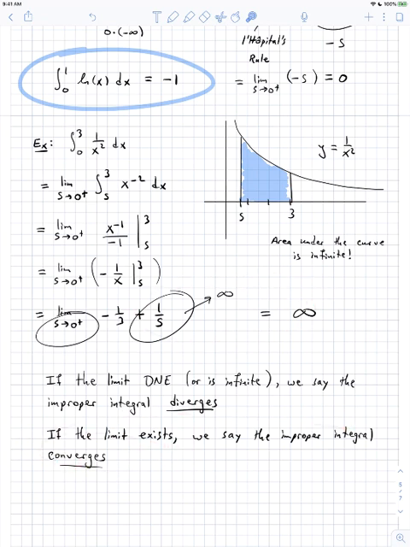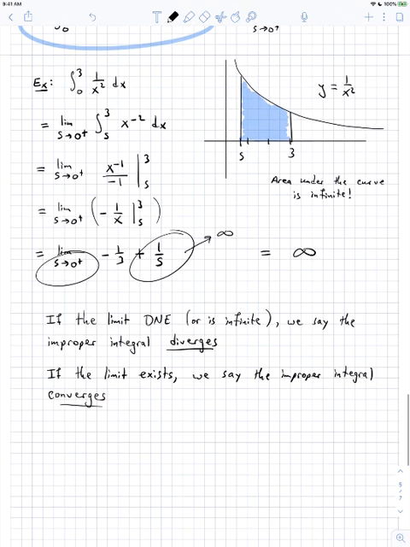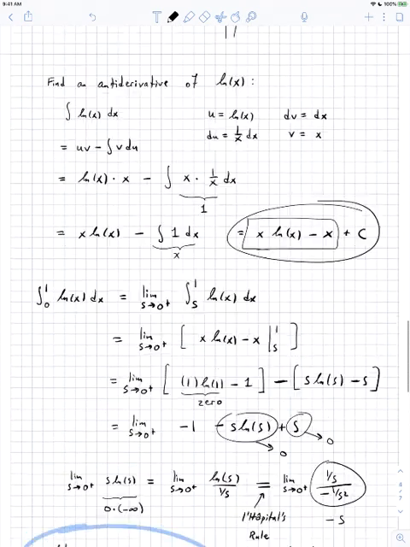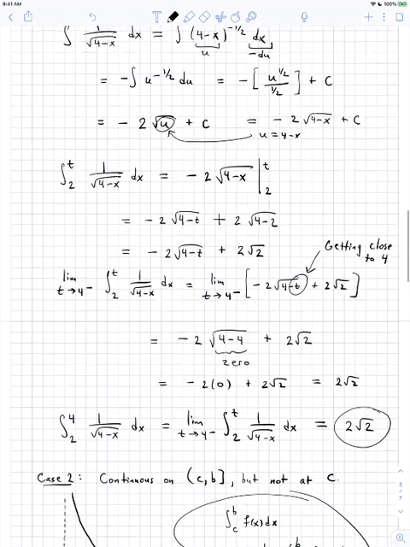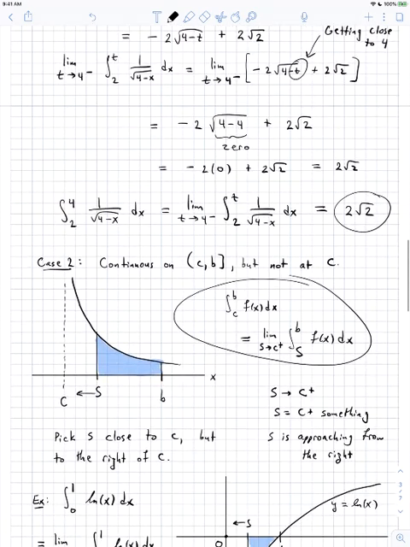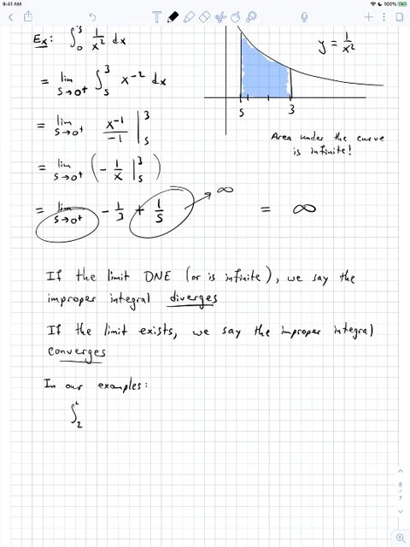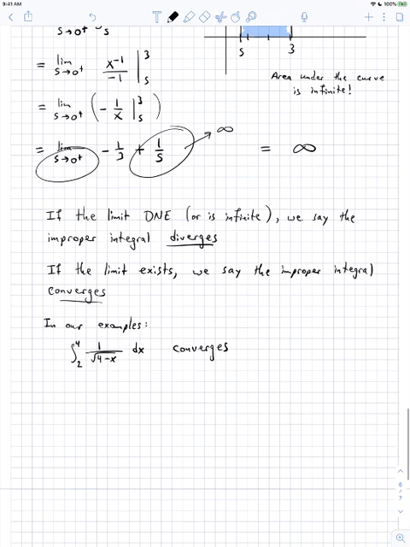So in our examples, our first one was the integral, let's just go back. Our first one was the integral from 2 to 4, 1 over the square root of 4 minus x dx. This one converges because it's equal to 2 square roots of 2.